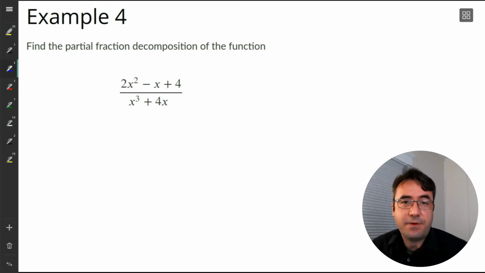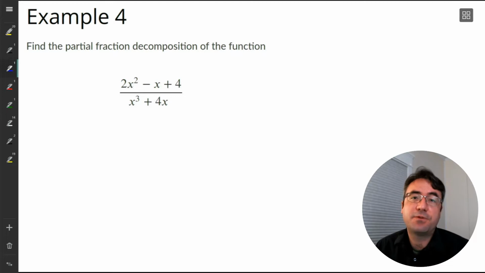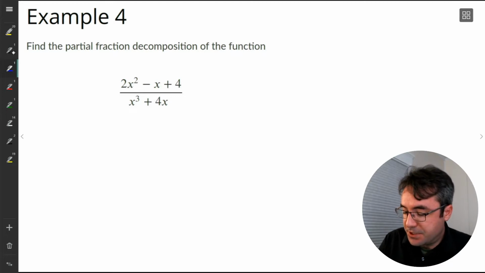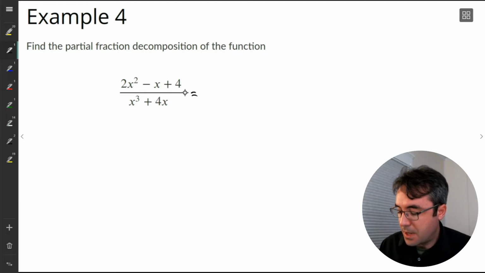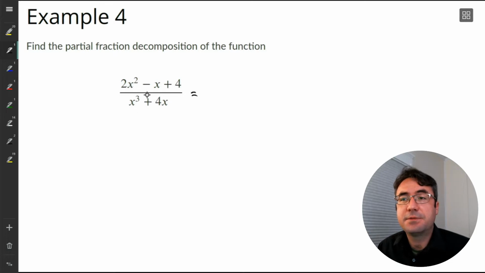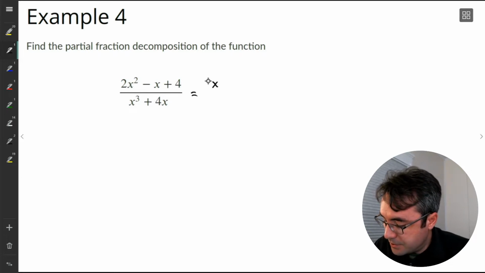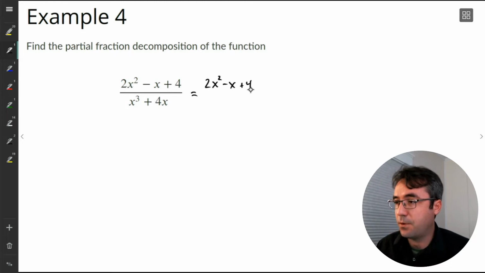We're going to find the partial fraction decomposition of the function 2x squared minus x plus 4 over x cubed plus 4x. We start by noticing that our denominator here is not factored, so we need to factor that in order to see what our terms are. We're not going to do anything to the numerator, so that's just going to stay at 2x squared minus x plus 4.